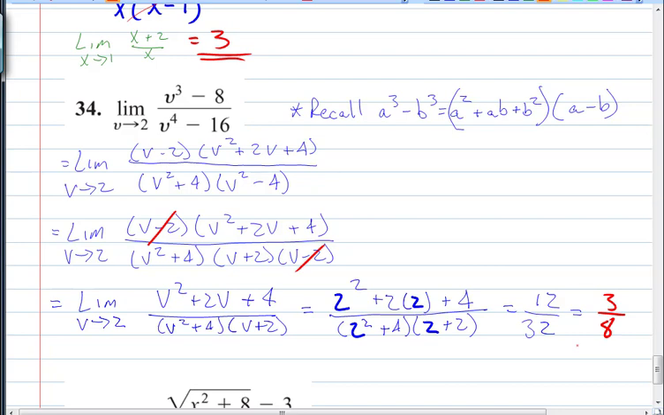Okay? This is just to find the limit. That was the whole point, evaluate this limit. Your answer is, that seems like a lot of work for just a lousy 3/8, right? Yeah, but this is laying the foundation behind the concepts of calculus.